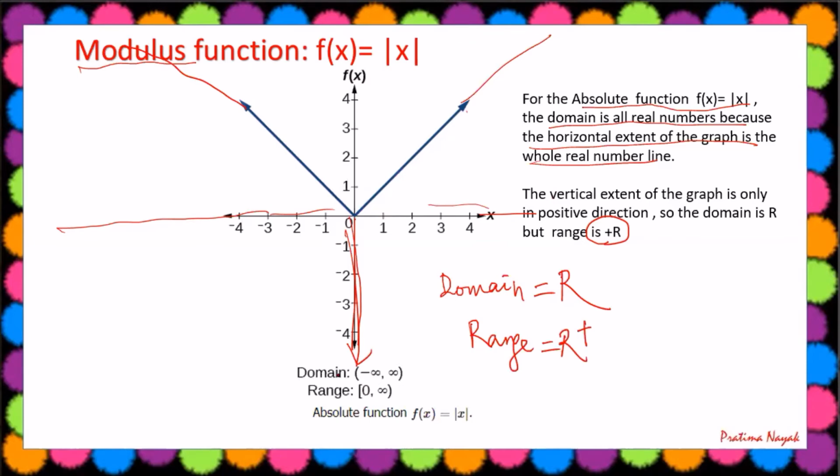And here, if you write in interval notation, please check once: domain is equal to minus infinity to plus infinity within the parenthesis, and range is equal to 0 included. So 0 is in the bracket, 0 is included. It is starting from 0, 0 is included, to infinity. So this is how to write the domain and range in interval notation. So it is better to write within intervals.